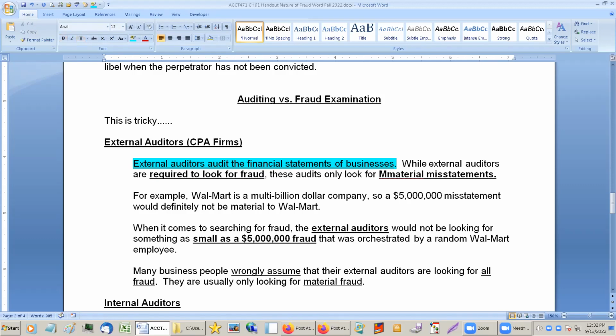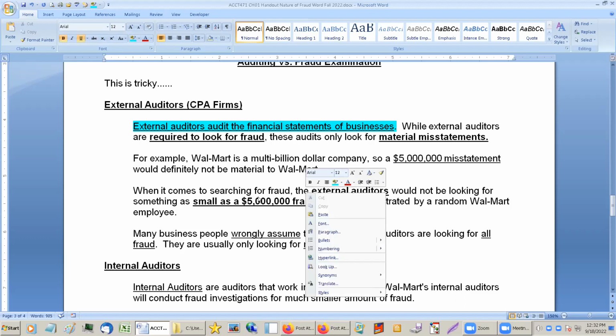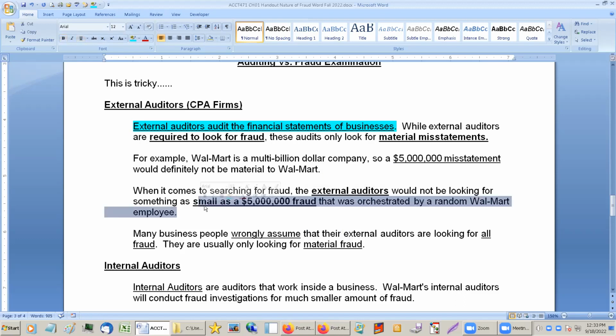Have that capitalized. They're only looking for material misstatements. For example, Walmart is a multi-billion-dollar company, so a $5 million misstatement would definitely not be material. This would be immaterial to Walmart. So let's get back to the fraud. When external auditors are investigating, they're not looking for something as small as a $5 million fraud.